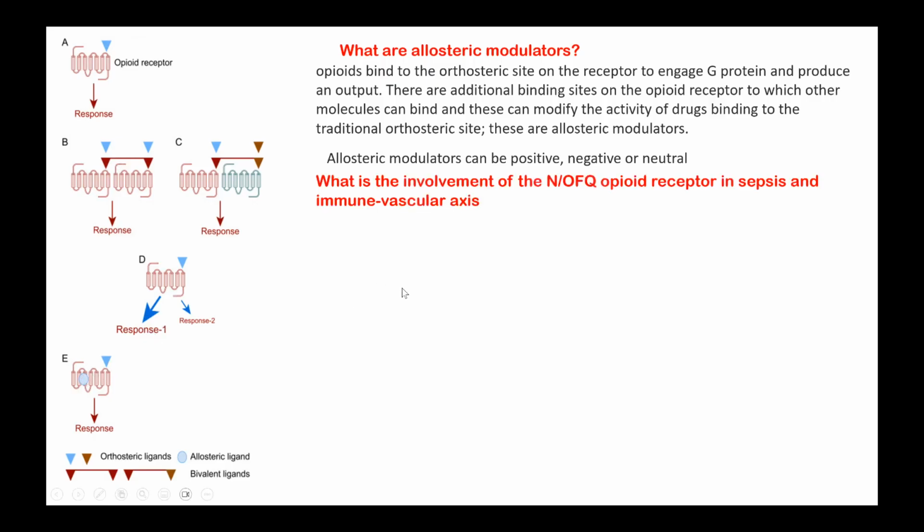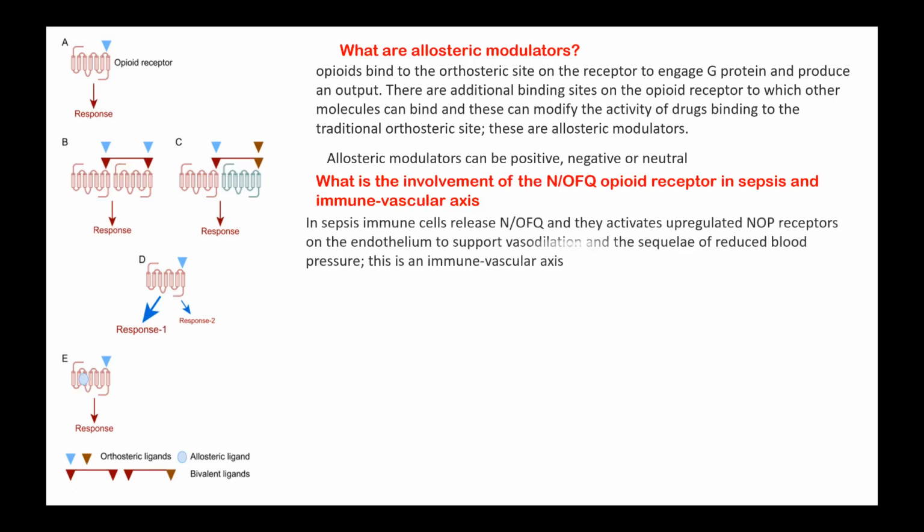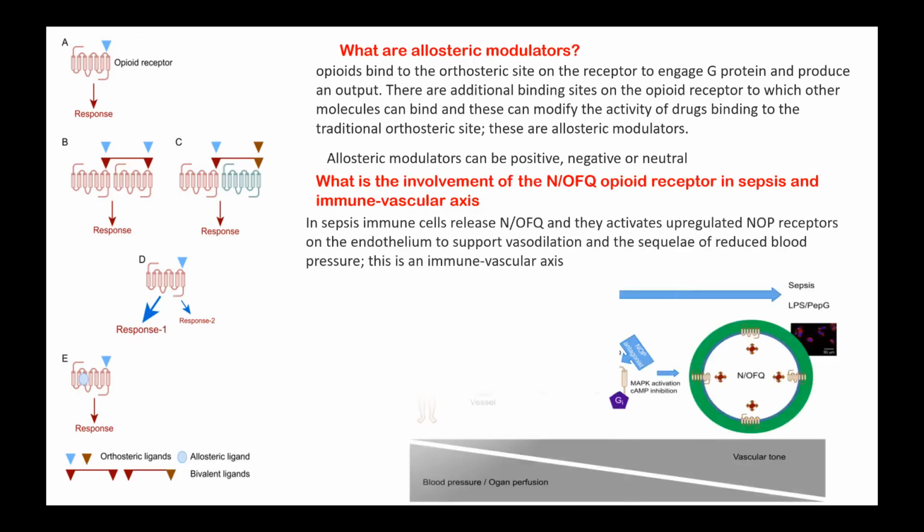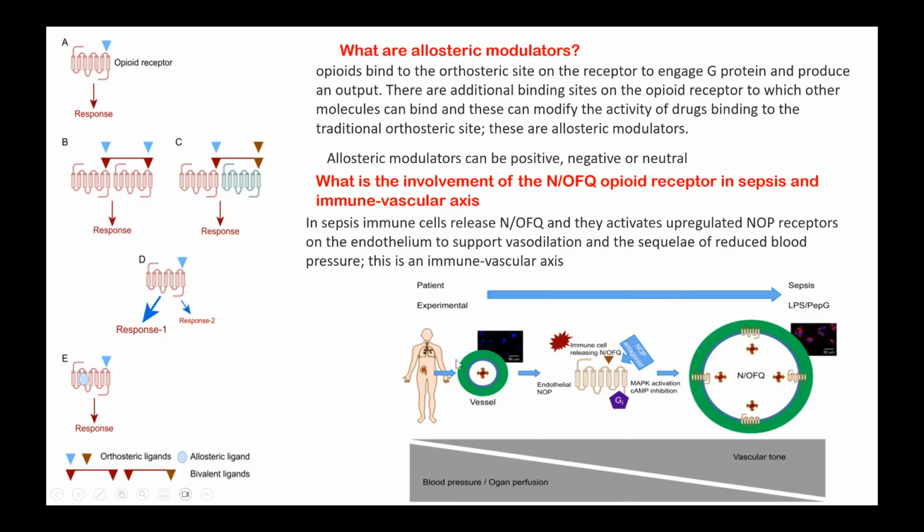So this is the NOP receptor, which also has a precursor called OFQ, orphanin FQ, which is important in sepsis and the immune vascular axis. So in sepsis, what happens? You see this picture, a normal person having a normal vessel, with a normal endothelium, the blue color endothelium.